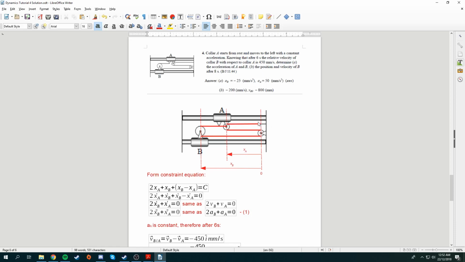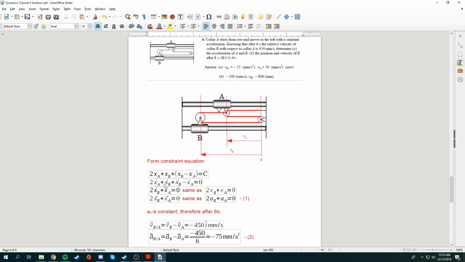Whenever we see a pulley question, the first thing we can do is come up with a constraint equation, because the length of this pulley will never change. Hence, we can make a constraint equation from this. I set the datum at this pulley over here, so that my reference point is 0. Towards the left will be positive, towards the right will be negative. From the constraint equation, I can form this equation: 2xa plus xb plus xb minus xa equals constant.